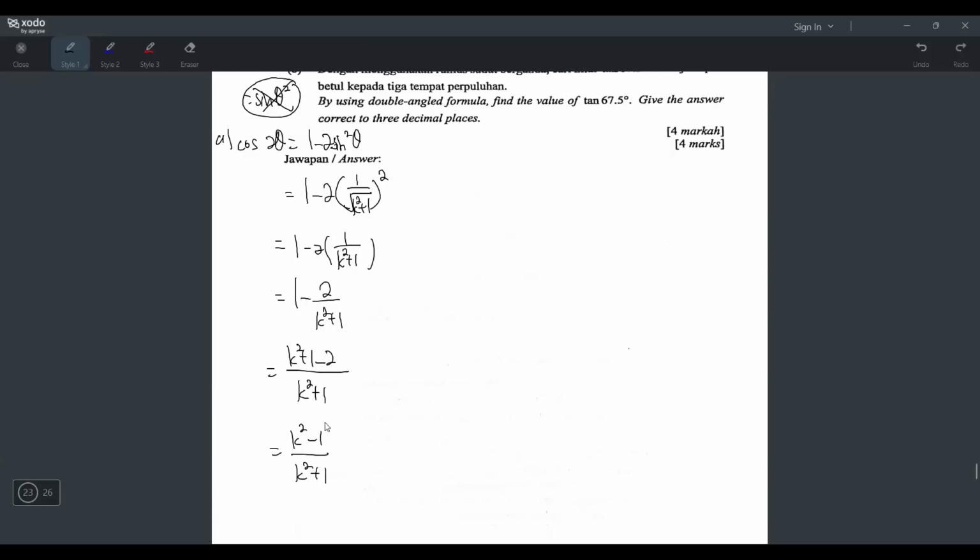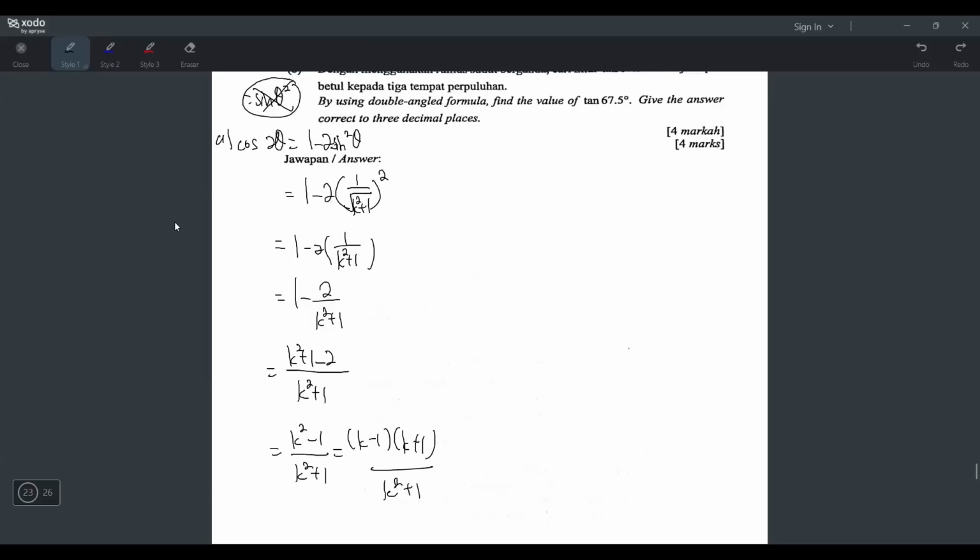Okay, the k square minus 1 actually can factorize, because the 1 can change to 1 square and then it becomes k minus 1 times k plus 1. But I realize it's useless to do that, because even if you do that, you cannot cancel with the bottom. Because when you factorize the top, you get k minus 1 times k plus 1, and you cannot cancel with the bottom. If I could cancel with the bottom, I would factorize and then cancel, but I realize I can't cancel because the bottom is k square plus 1.